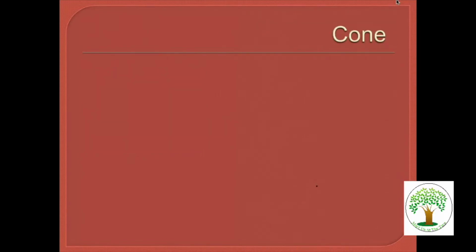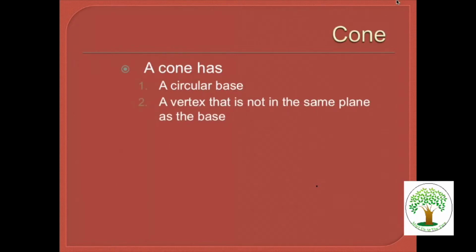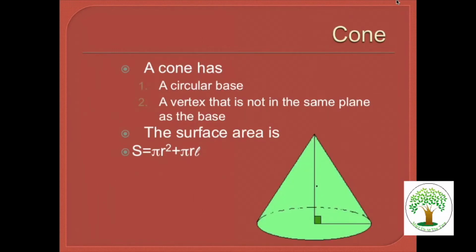Your cone is very similar. A cone has a circular base instead of a polygon, and it's got a vertex that is not in the same plane as its base. It's somewhere above or below, and that comes to a point. The surface area is pi r squared plus pi r l. The r is the radius. The L is the slant height like we had before. Here's a picture.